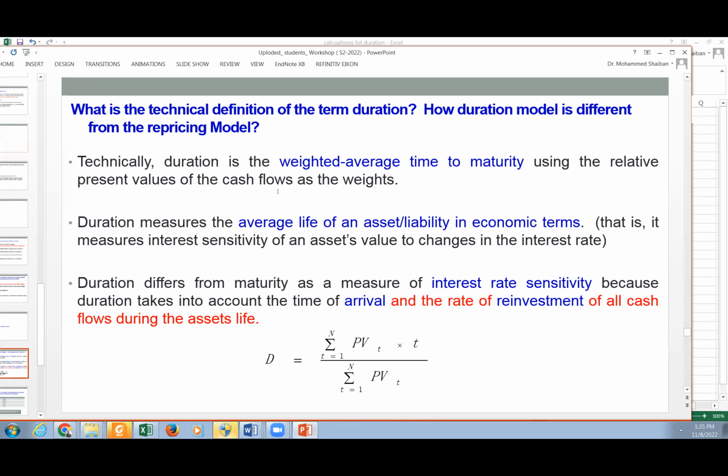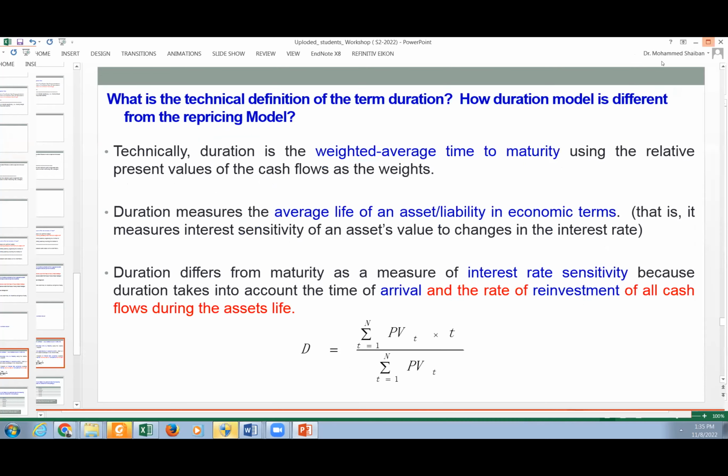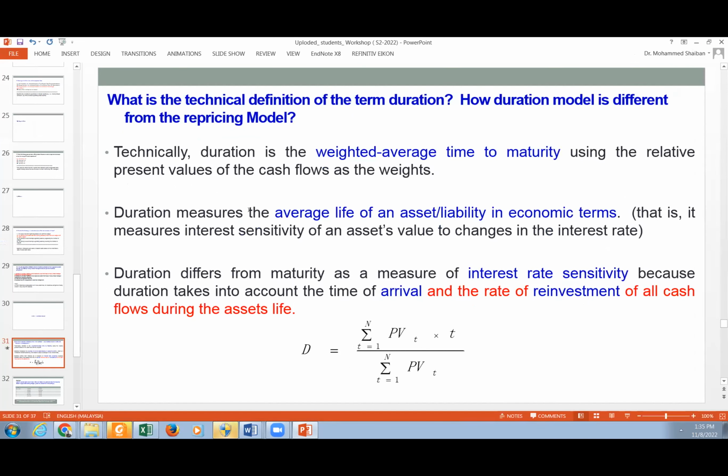So what is the duration model? Technically, duration is the weighted average time to maturity using the relative present values of cash flows as weights. Now, someone would say, what do you mean? These terms are really hard for me to understand. So duration measures the average life of assets or liabilities, as we showed in the Excel file. Duration differs from maturity as it's a measure of interest rate sensitivity, because duration takes into account the time of arrival and the rate of investment.